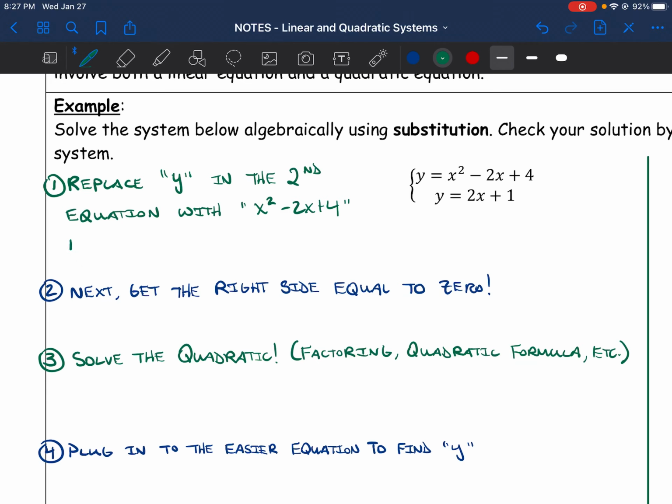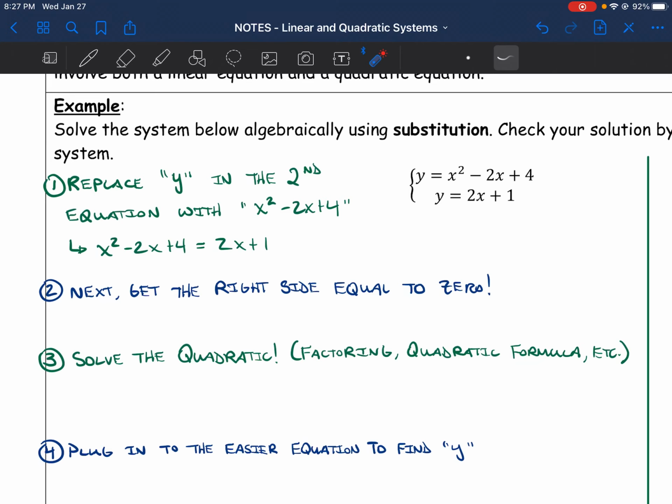So we get, replacing this y with x squared minus 2x plus 4. So we're going to get x squared minus 2x plus 4 equals 2x plus 1. Once we've done that, we want to get the right side equal to 0. So basically we're trying to set it up so that we can solve the quadratic.